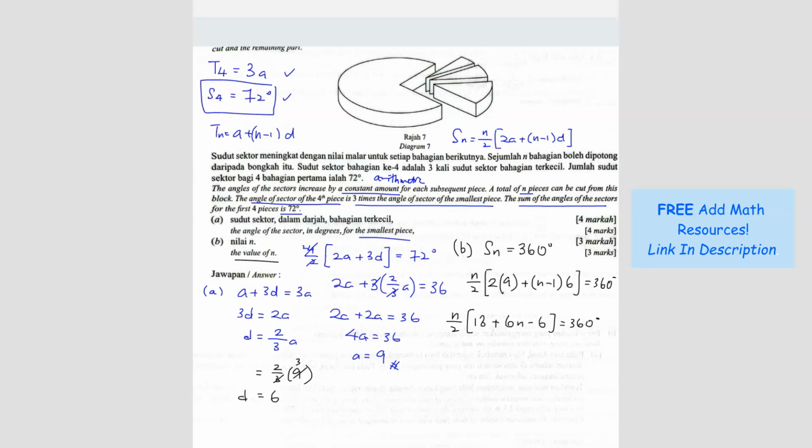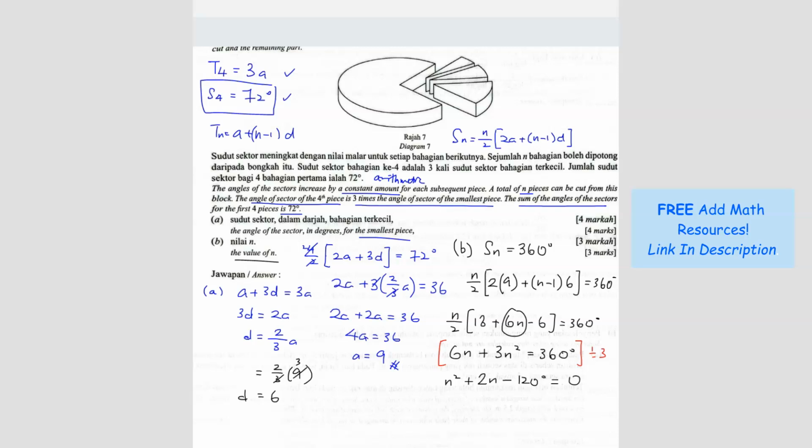So I got 18 minus 6, which gives me 12. Then when I times n over 2, I get 6n plus 3n squared, and then equals 360. So I can simplify this further. Divide by 3, and I rearrange such that I have a quadratic equation. When I divide by 3, I get n squared, the 6n becomes 2n, and 360 divided by 3 is 120, so minus 120.